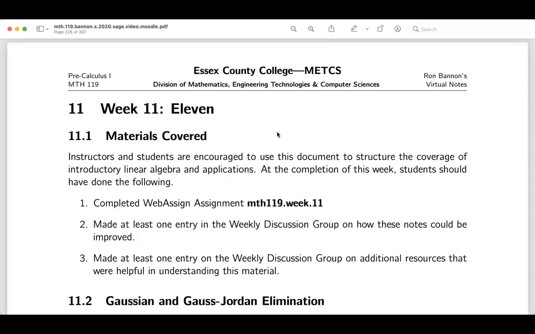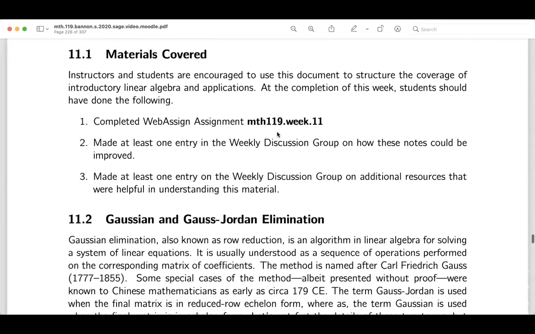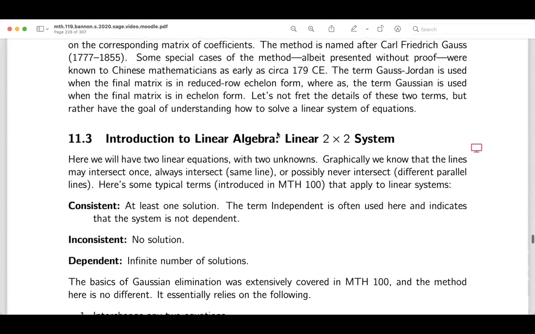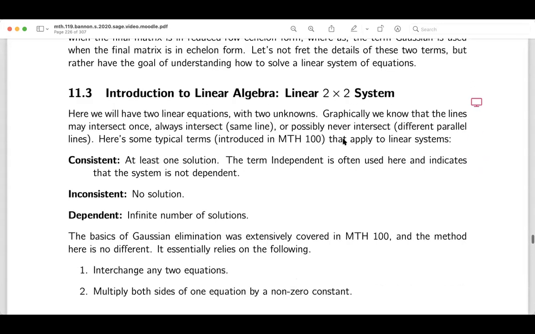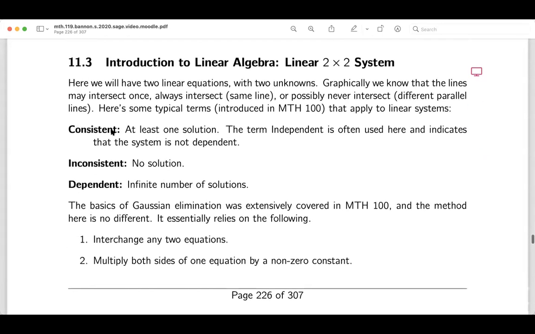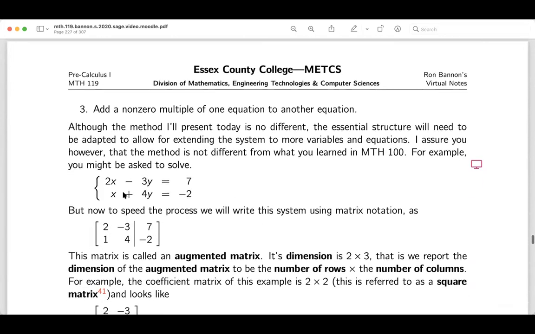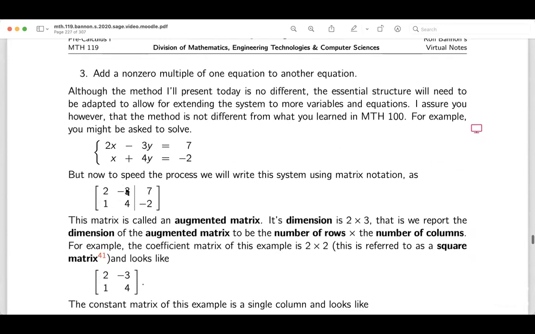Okay, in week 11 we covered some material, and some of it was Gaussian and Gauss-Jordan elimination. We introduced linear algebra for a 2x2 system. Same terminology that you use in Math 100: consistent, inconsistent, dependent. The only difference now is that we're using what's called an augmented matrix, but there's a great deal of similarity between what you did in Math 100 and this augmented matrix. The point of the augmented matrix, though, is it speeds things up considerably.